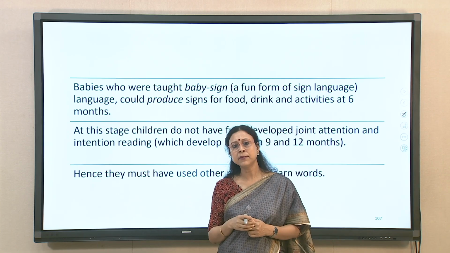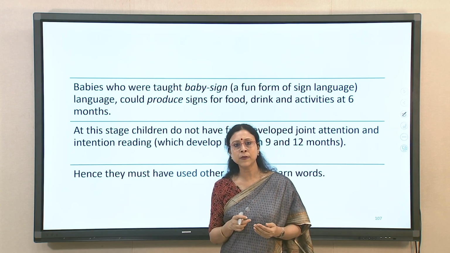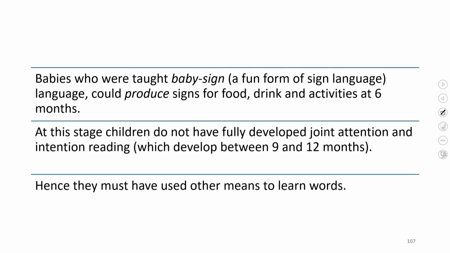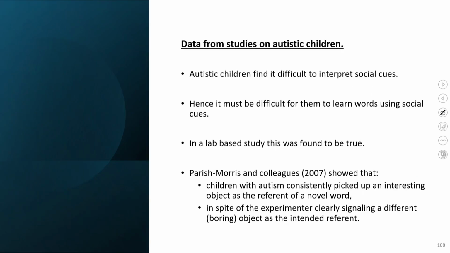And similarly, similar findings have been reported from other kinds of language. For example, there is something called baby sign. Baby sign is a fun part of sign language, which is used typically with babies, with small children. So, babies who were taught baby sign language could produce signs for food, drink, activities at 6 months. Again, this is the stage where their ability to read the attention of others is not entirely in place. They have not yet fully developed it, because this develops between 9 and 12 months. So, they must be having other means to learn words.